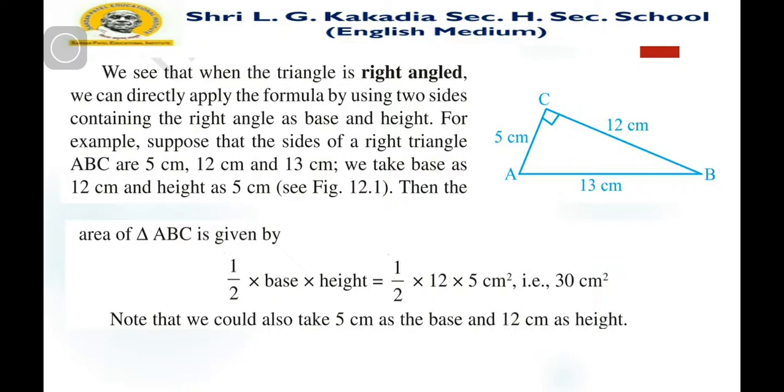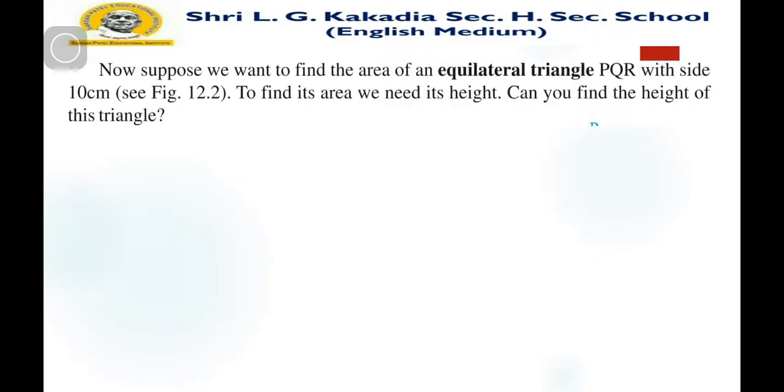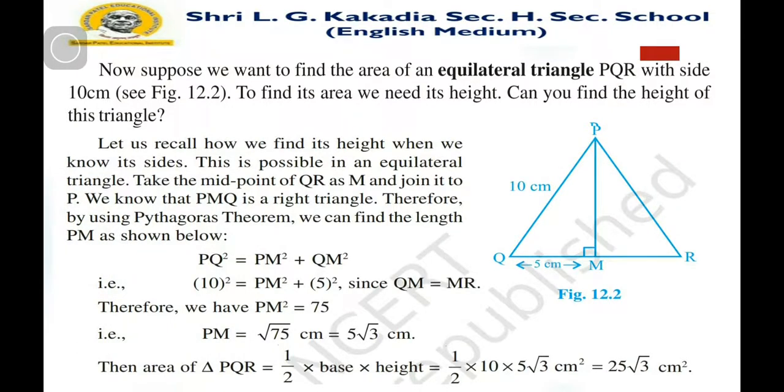Now let us consider one more example, an equilateral triangle. In an equilateral triangle, the three sides are equal to each other. Also, if you draw a perpendicular from any vertex, as you can see in the figure, then this median divides the opposite side of the angle into two equal parts. So if each side is 10 centimeter, here the median divides QR into two parts, then QM will be 5 centimeter and MR will be 5 centimeter.